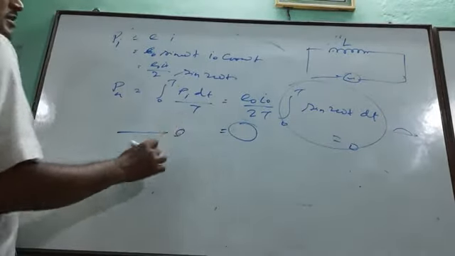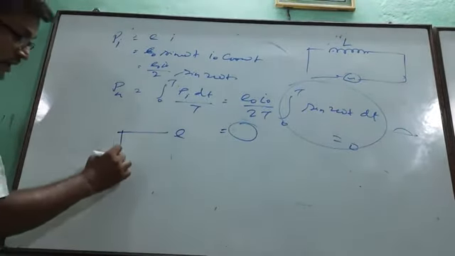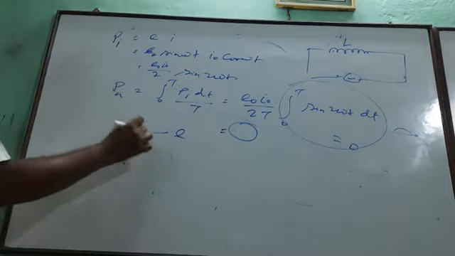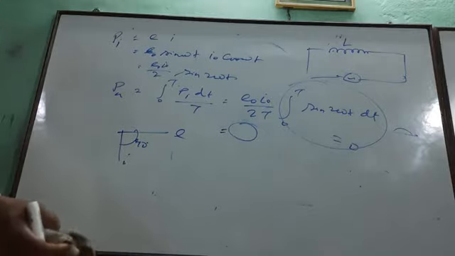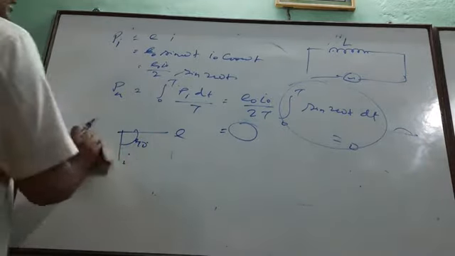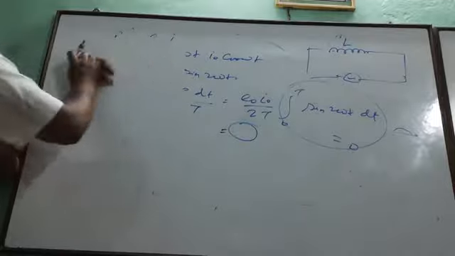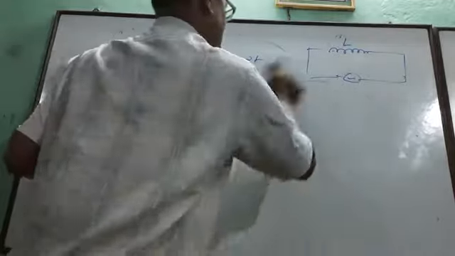Because you can consider EMF as the force and current as the displacement, so they are at 90 degrees. In terms of power it is 0, as EMF and current remain 90 degrees to each other. So this is the inductor. Now coming to the capacitor.